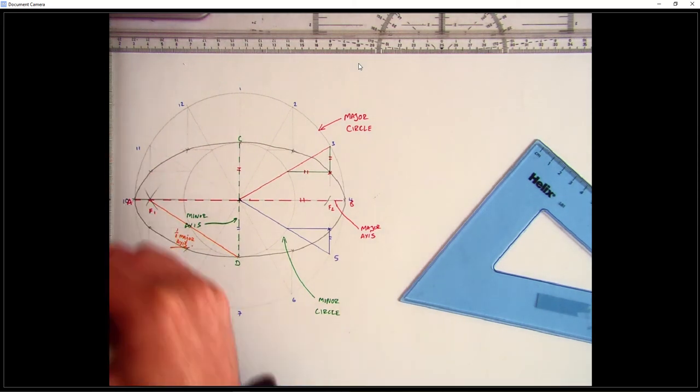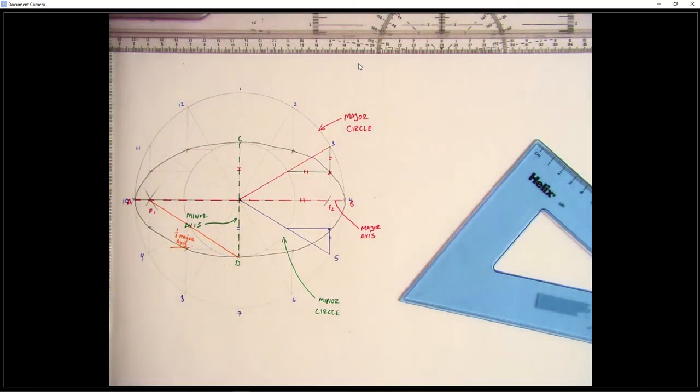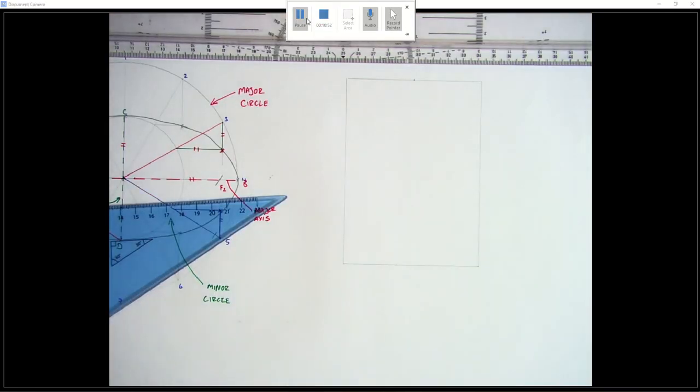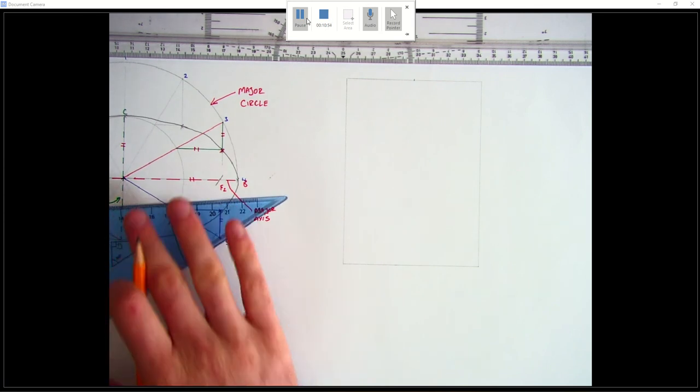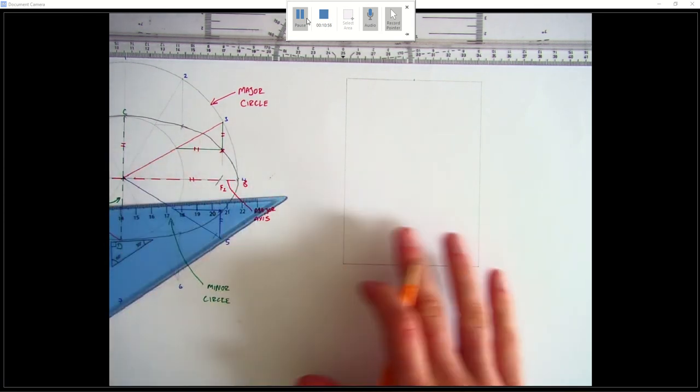Okay, so I'm going to pause this video now and go ahead to another question and show you how to use these in a practical question. Okay, now we have the ellipse completed for revision. I want to look at the parabola now.